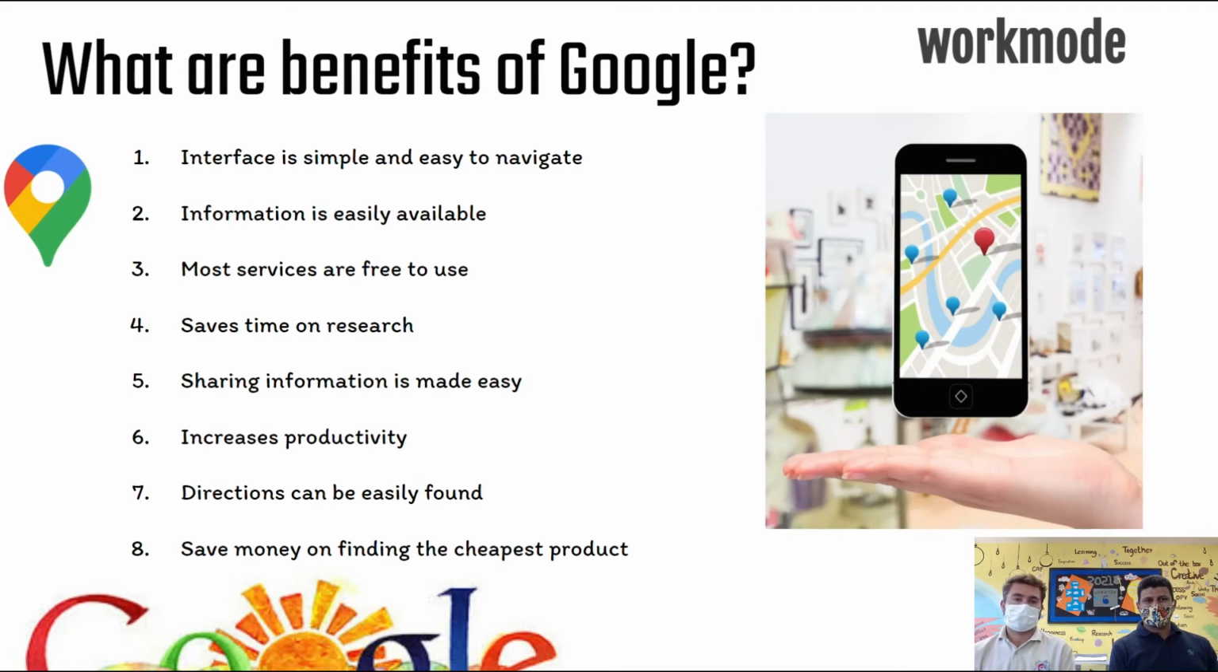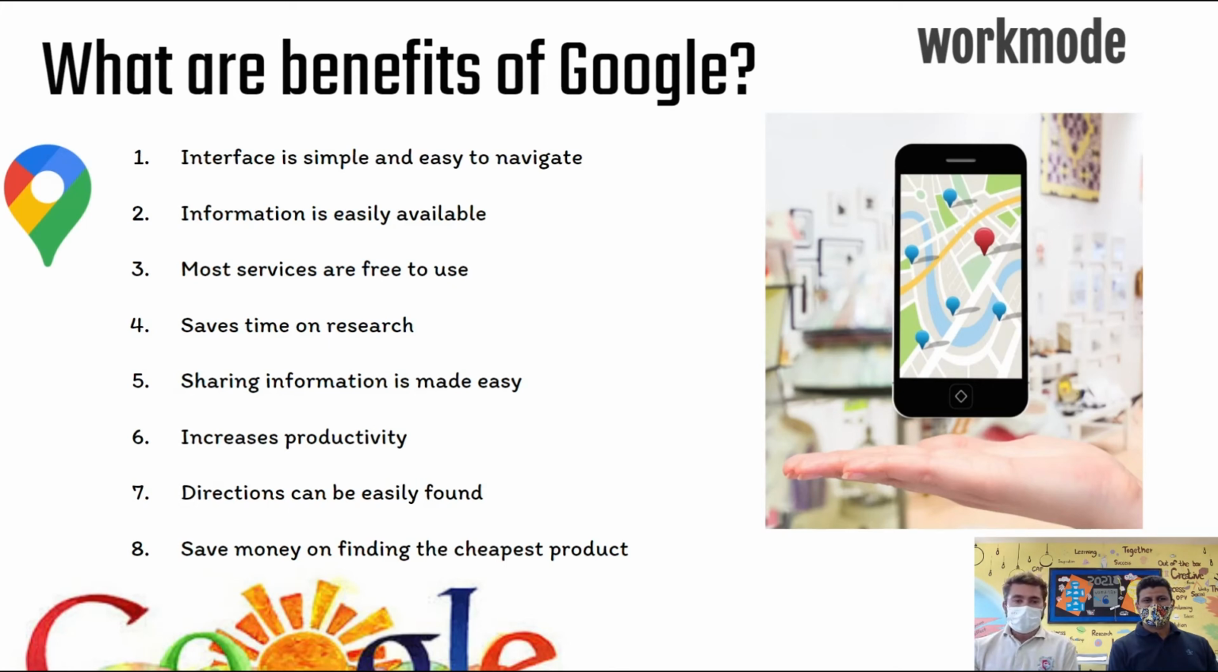And also Google helps you save time on research because the information is so easily available. Number 5, sharing information is made easy. And also Google helps to improve your productivity. Okay, productivity means if you do X, you get 2X in return. So it increases the return on investment.